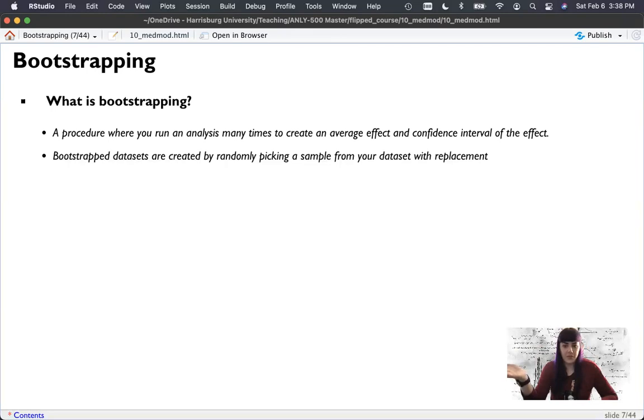We know what a distribution of T looks like, but what is this distribution of this indirect effect? I don't know. Is it normal? Who knows? It could be skewed. I don't know. So creating a bootstrapped confidence interval is more appropriate.